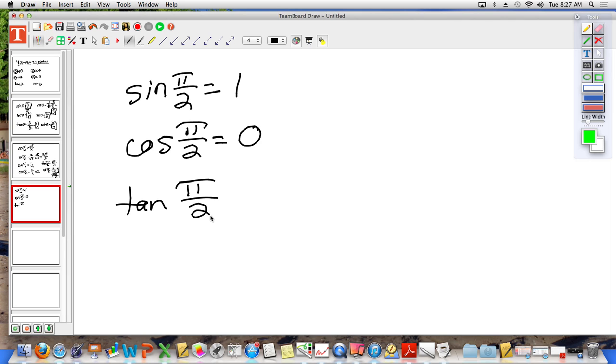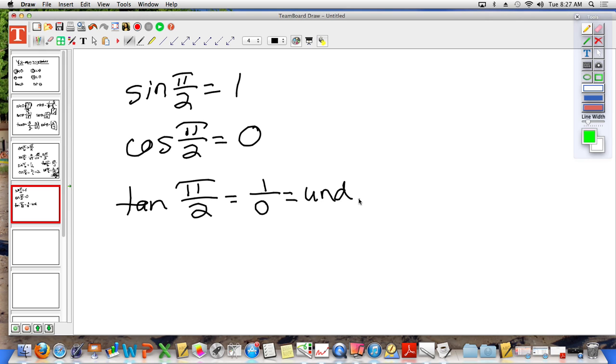The tangent of pi over 2 is the sine value divided by the cosine value. So it is 1 divided by 0. What does that mean to you? Undefined. Whenever you have a 0 on the bottom, be watching for that. You can't divide by 0. You have an undefined situation. I'm just going to abbreviate it UND.